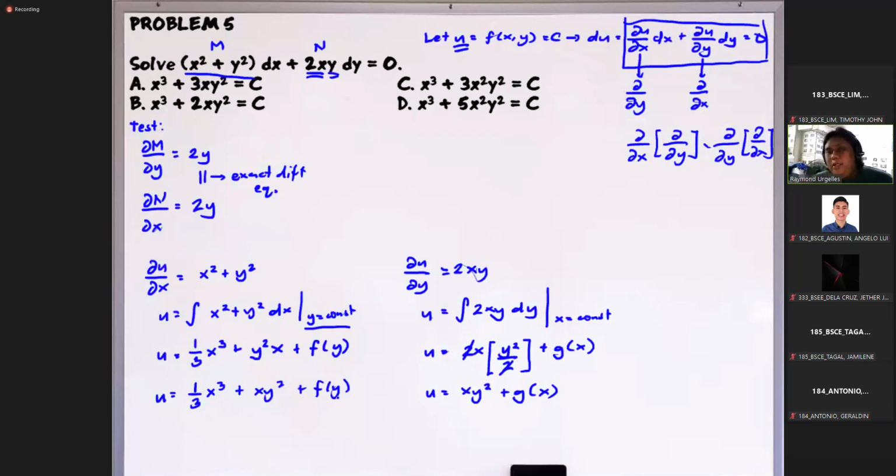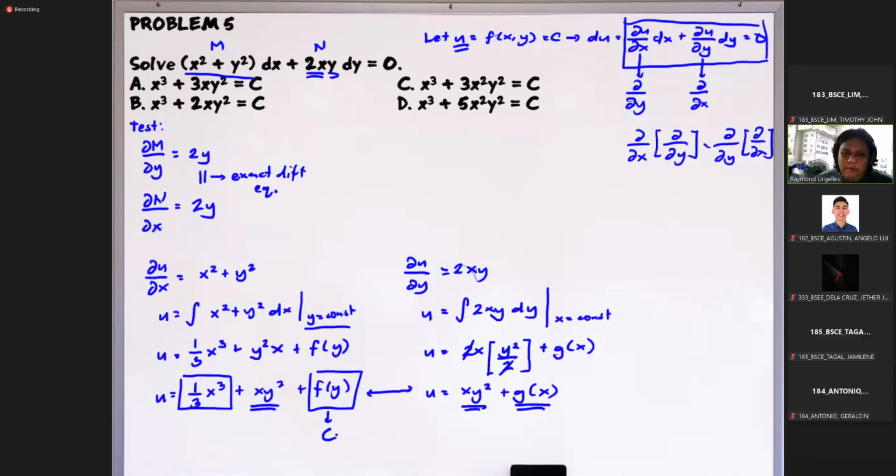Did you get it? So we can see that when we compare these two, definitely we have an xy squared term. And by comparison, the g of x here is simply our 1/3 x cubed. And as for this f of y, since there is no f of y here, it is either a constant or 0. We can say that this is just a constant c.